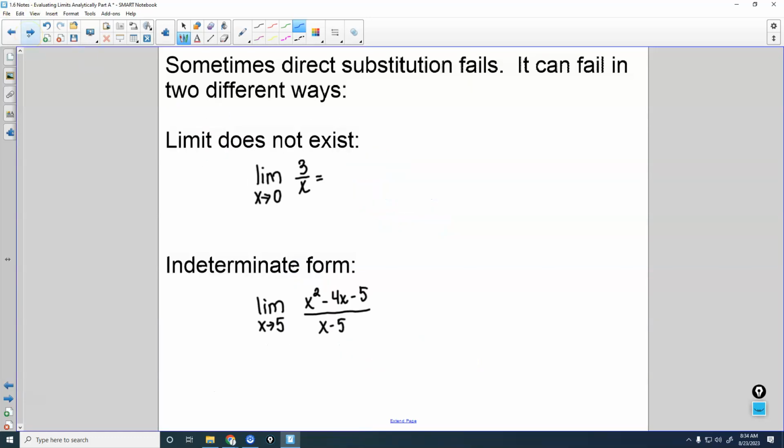There are 2 ways that direct substitution can fail, and I'm going to go over that now, but I'm not going to go into what else we do with it until after the quiz. So, 2 ways that it can fail. The first way is if you plug in, like in this case, we would plug in 0 for x, and we get a number over 0. This is undefined, which tells us the limit does not exist.